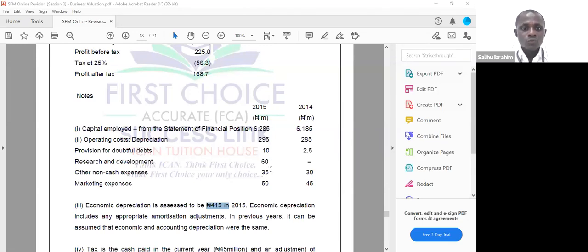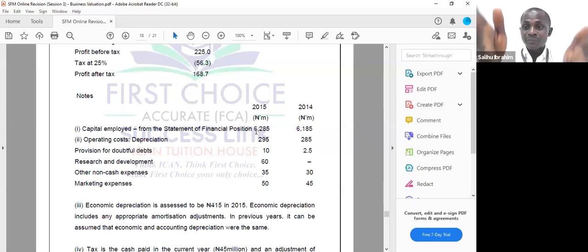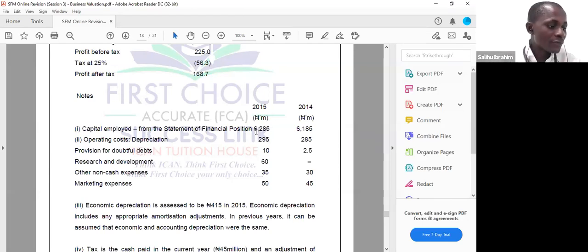Okay, so let us continue. Number 2, provision for bad debts or doubtful debts. Don't forget, I'm not dealing with 2014 for now because I'm adjusting the 2015 profit. So all the figures that will affect that profit are what I will be looking at. It's the figure for 2015 that will affect the profit of 2015. So provision for doubtful debt. What did I say about provision? Remember, I took you back to SS1 on that day that I explained this principle.